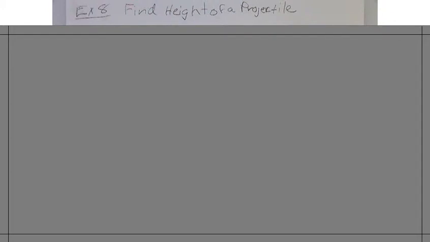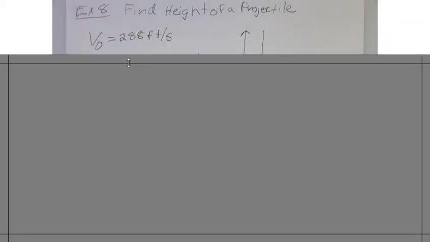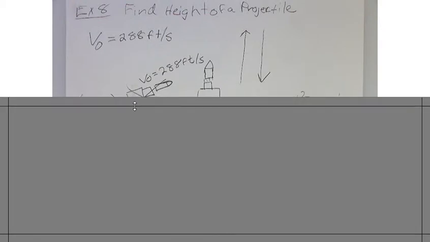Textbook, we're going to shoot a projectile, which by the way is what we're going to start covering next week in physics. We're going to shoot a projectile into the air, and it's going to leave the ground with an initial velocity of 288 feet per second. By the end of this week, you should be able to convert that to meters per second. But I drew a picture to kind of get an idea.